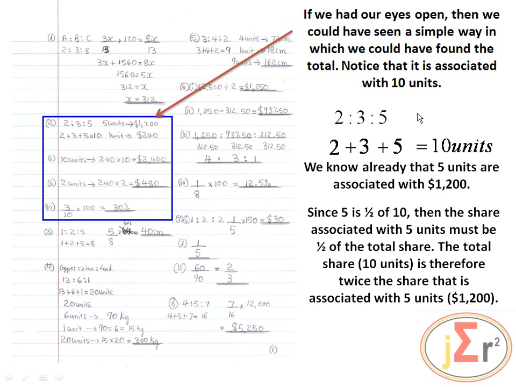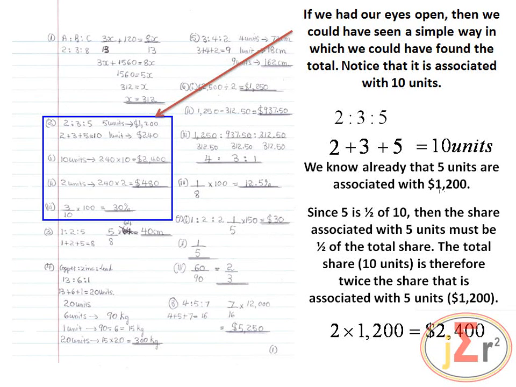If we have the total is 10 units and we have a share that is 5 units, that means this share that is 5 units is a half of the total. Therefore, the total must be 2 times the share associated with 5 units. That share associated with 5 units is $1,200. Therefore, 10 units must be twice that, which is $2,400. And it is as easy as that.